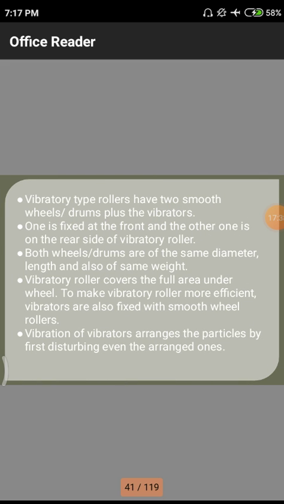Next one, the vibrations of these vibrators arrange the particles by first disturbing even the arranged ones. That means they arrange the particles on the road surface which have some irregularities and voids, such that the voids decrease, by disturbing even the arranged ones.